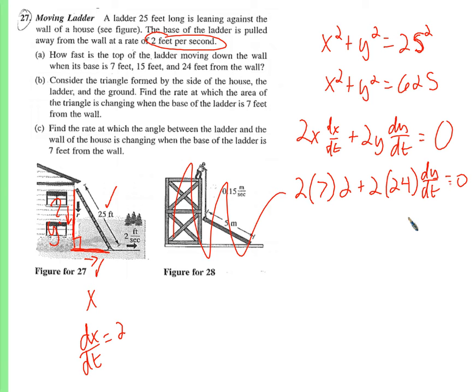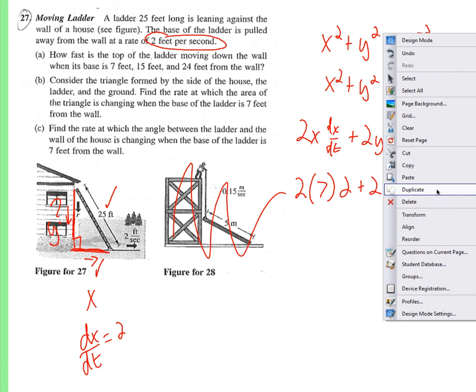28 divided by 48. One half? I don't think it's one half. Oh, no, it's not one half. 7 over 12, negative. It is negative, though. That's important. Why is dy/dt negative? Because that y represents the vertical distance of the top of the ladder, how high that is off the ground, and it is getting smaller, so it is negative.